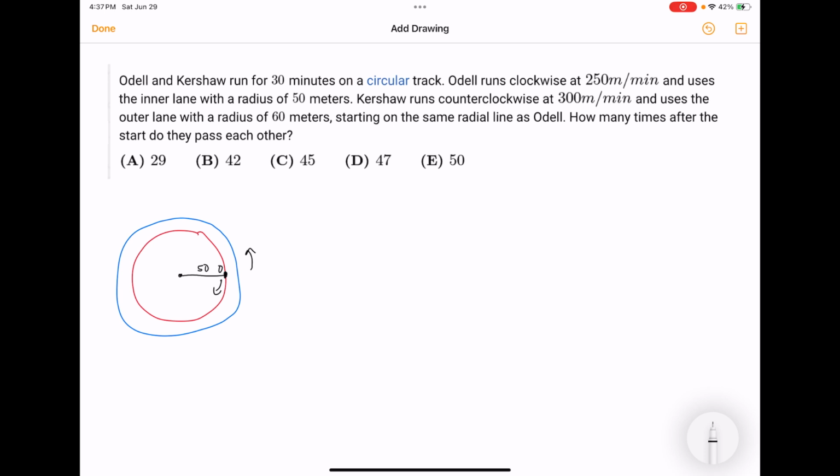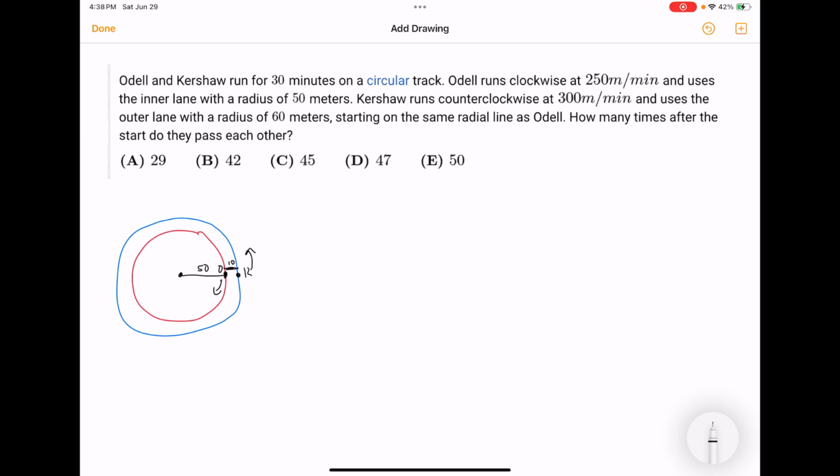And so, therefore, this would be 10, since the whole thing from the center to the blue lane is 60, and the center to the red lane is 50, then the distance from the red lane to the blue lane would be 10. And then Kershaw and Odell start on the same radial line, so that means that Kershaw also starts right here.